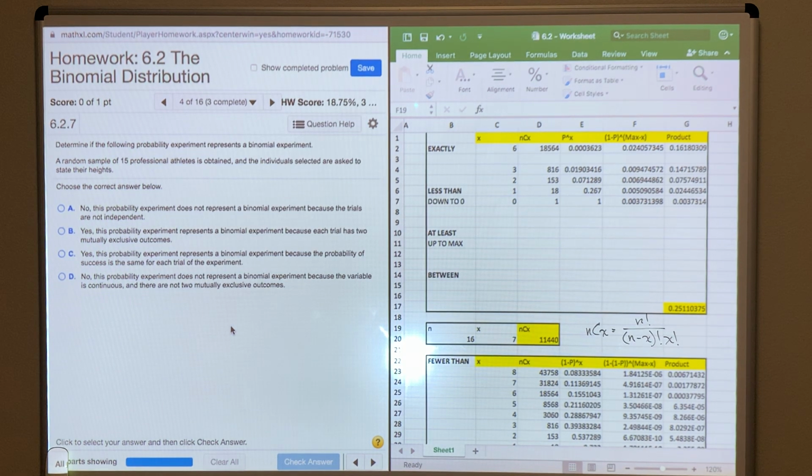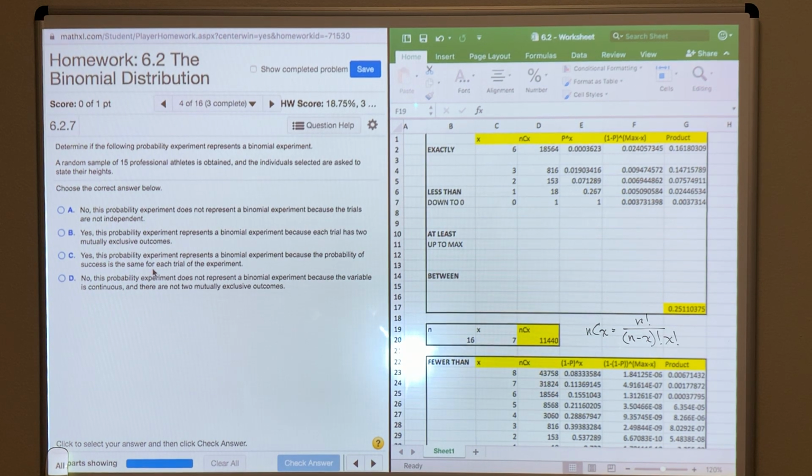What you have to do is think back to the previous problem we saw of success or failure. That's the kind of outcome you're looking for. Are they above 5'4" or below 5'4"? Are they above 6 feet or below 6 feet? That is more in line with being 2 mutually exclusive outcomes. Just stating their heights is not related to that. So this is not a binomial experiment.